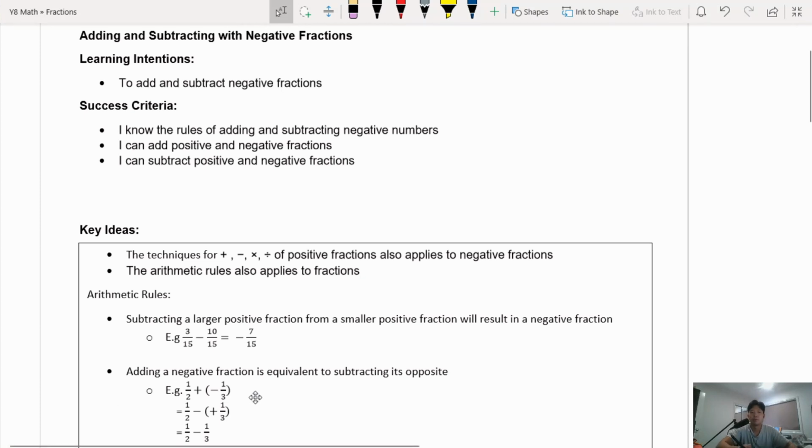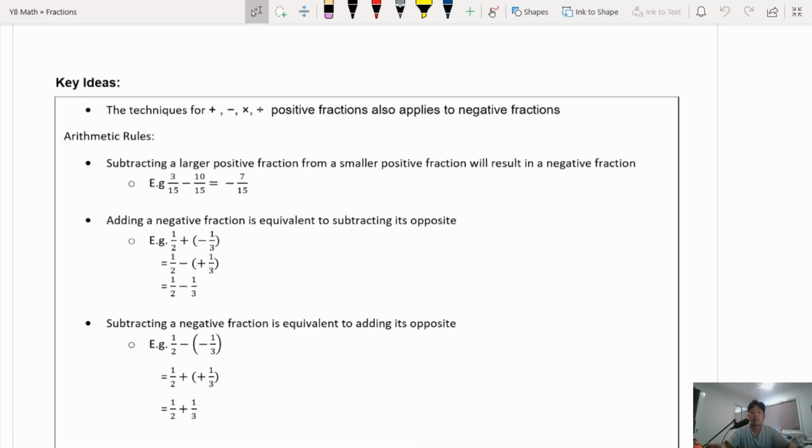In this video, we'll be adding and subtracting with negative fractions. So by the end, we should all know the rules of adding and subtracting with negative numbers. Our ultimate goal is to be able to add positive and negative fractions and also subtract positive and negative fractions. A real key thing to know for this lesson is that the techniques for adding, subtracting, multiplying, and dividing positive fractions also apply to negative fractions.